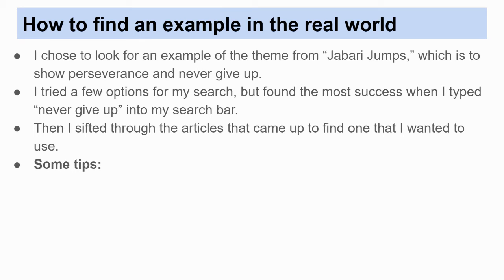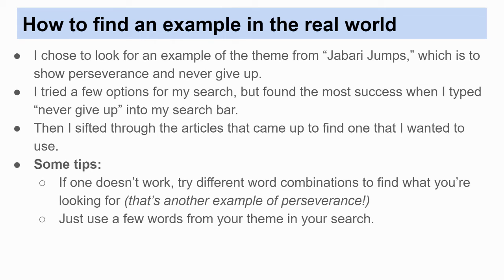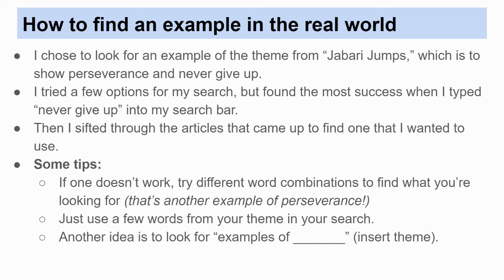Here are some tips when you're searching. If one phrase that you use doesn't work, try different word combinations to find what you're looking for. That's actually another example of perseverance, like Jabari showed in the book. You only need to use a few words from your theme, not a full sentence. And you can also look for examples of your theme. So it could be examples of perseverance, examples of bravery, whatever it is that your theme is. If you want, you can use the term examples of in front of those few words. Those are just some tips to help you when you're searching.